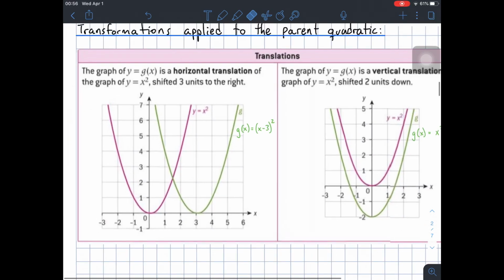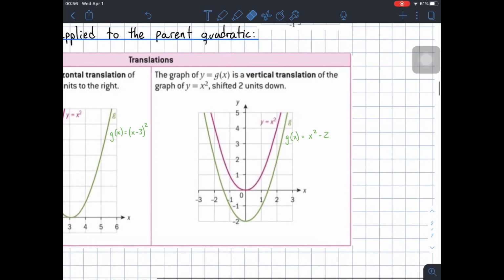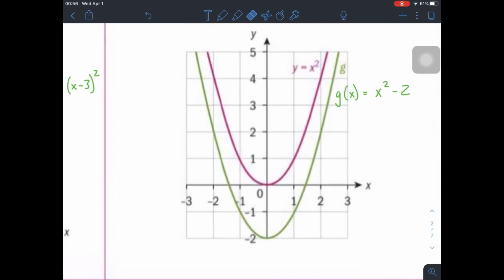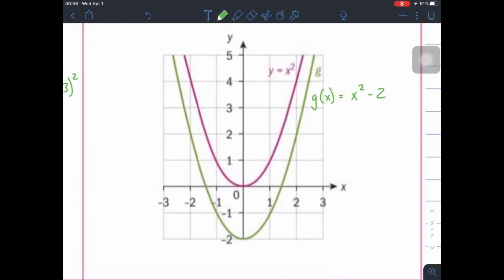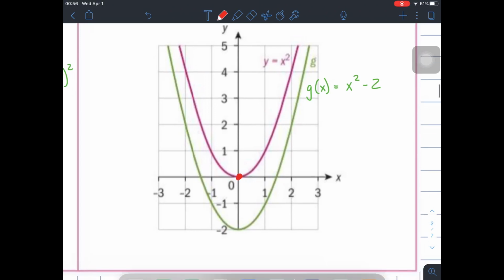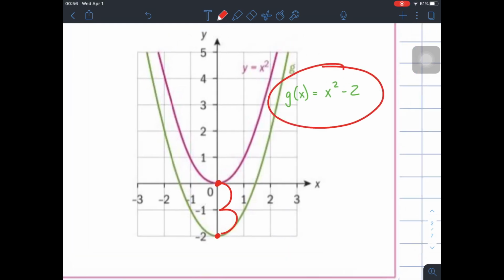Next example. It says the graph of y equals g of x is a vertical translation of the graph y equals x squared shifted 2 units down. So now in this case, we see that the original function, the parent function, y equals x squared, is shifted 2 units down. If we compare the vertex of this original function with the vertex of the new function, we see that we go down 2 units, okay? So the equation of g of x would be rewritten this way, x squared minus 2, okay?